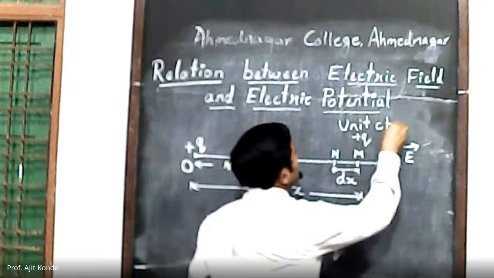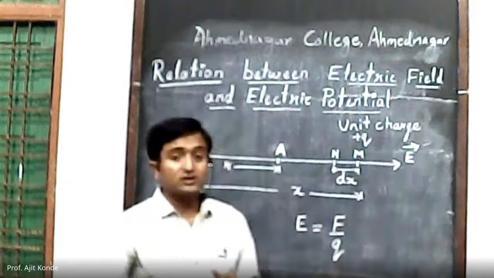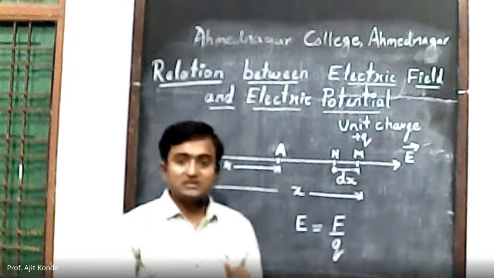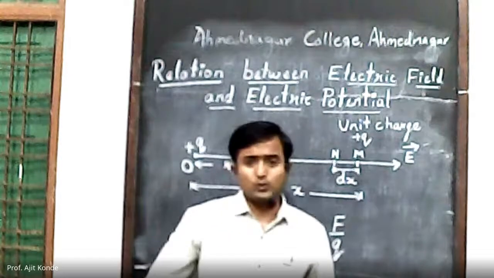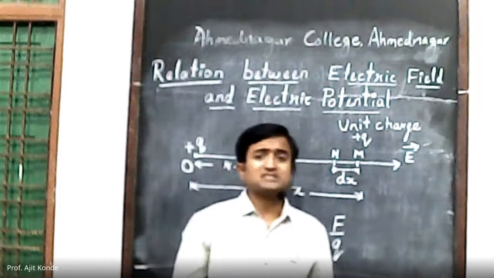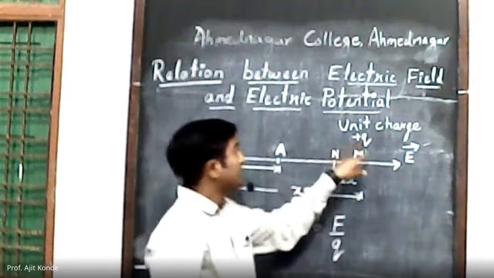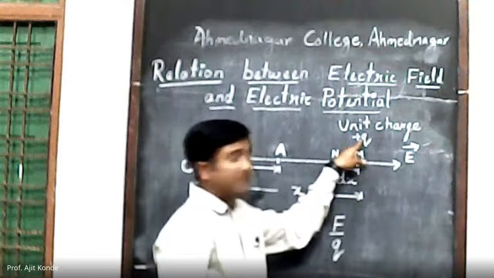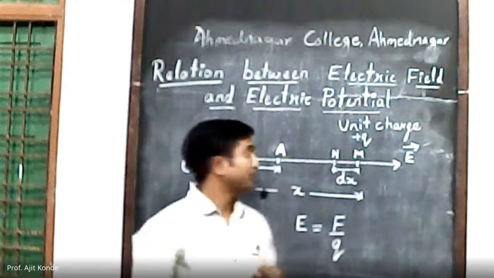Up till now, we were using only the word charge. Here we have a unit charge. What is the difference between a normal charge and a unit charge? A normal charge can have any magnitude. It can be 10, it can be 15, it can be 7. But whenever we say there is a unit positive charge, that charge is positive and its magnitude is 1.